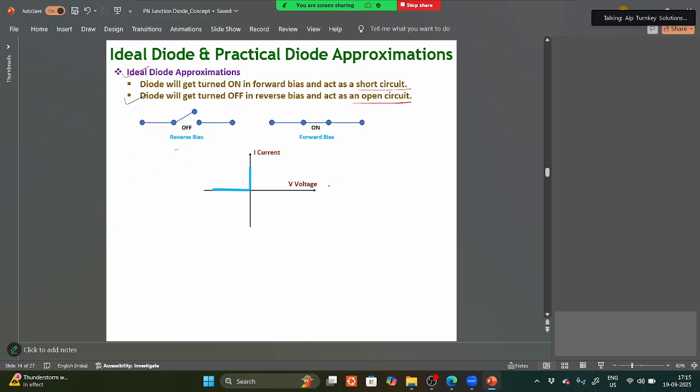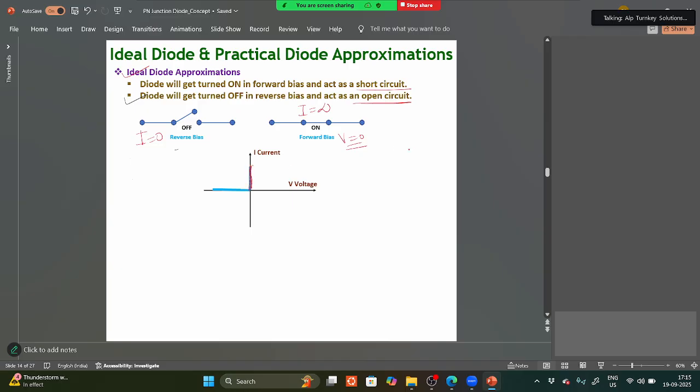So if you see the characteristics, how will the characteristics be? In open circuit there is no current, so that means current equal to what? 0. Okay, so there is no current. And in forward bias, current equal to what? Current is more, and voltage equal to 0. So if you see, the current is more in the forward bias.